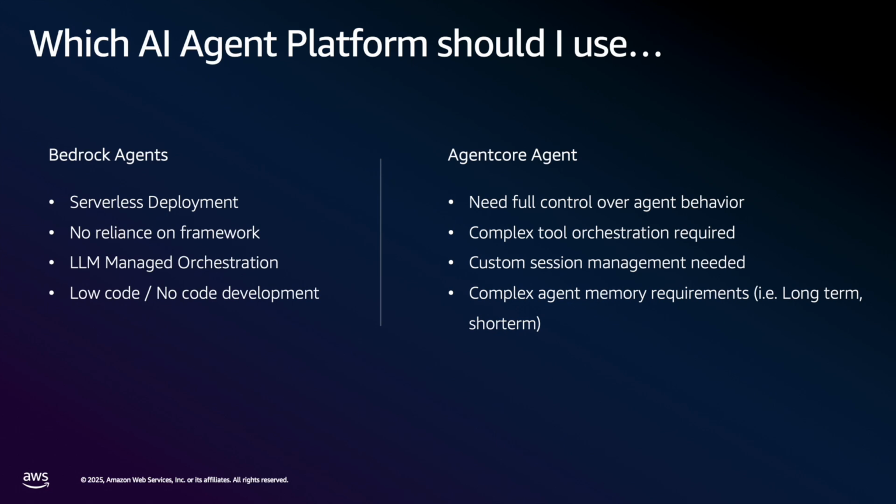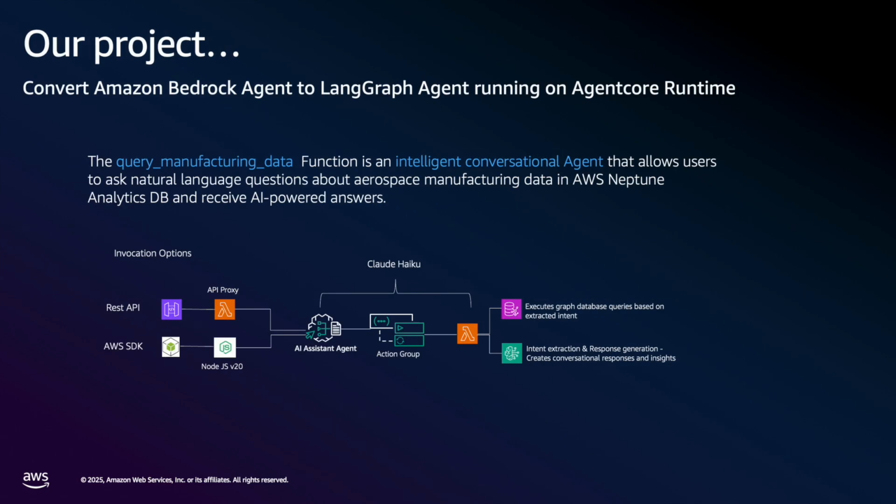What if you already built your AI agent using Amazon Bedrock agents and you decide you want to transition this to an AgentCore agent because you want more control over your agent's behavior? AgentCore includes a migration tool that can convert your Bedrock agent to a LangGraph or Strands agent, and you're able to run that on the AgentCore runtime within minutes. So let's walk through a real example.